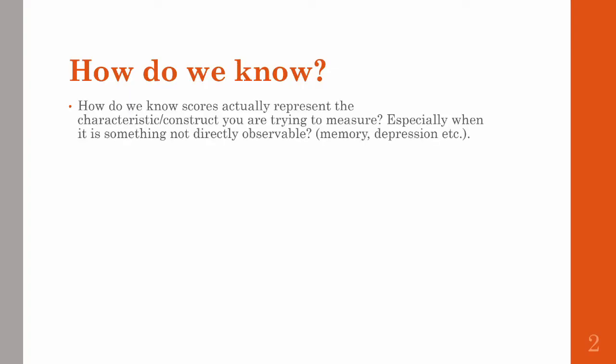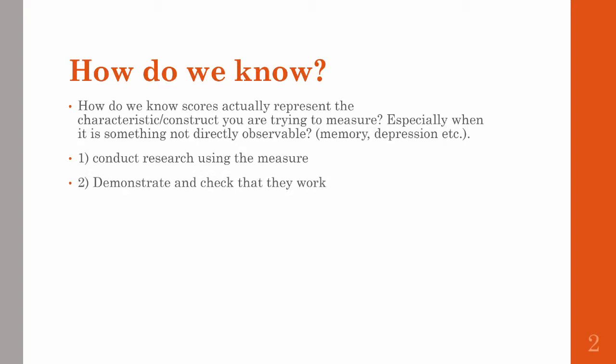This video will touch on one of two dimensions researchers use when checking scores: reliability. As researchers, how do we know that the scores we assign to individuals correspond to the variables we want to study? We have to conduct research using the measure, and we have to demonstrate that they work.